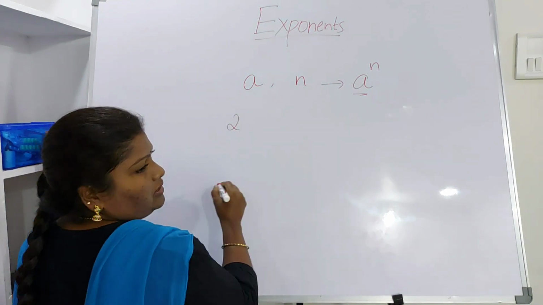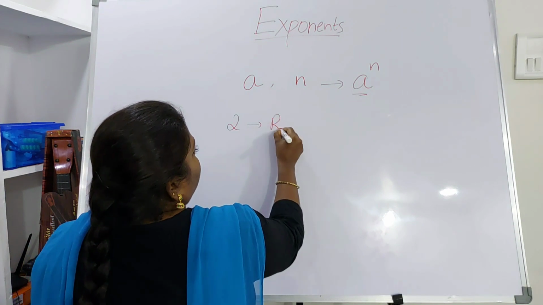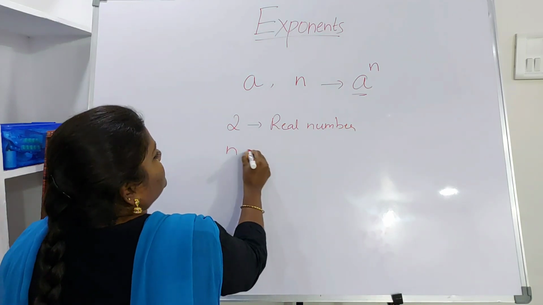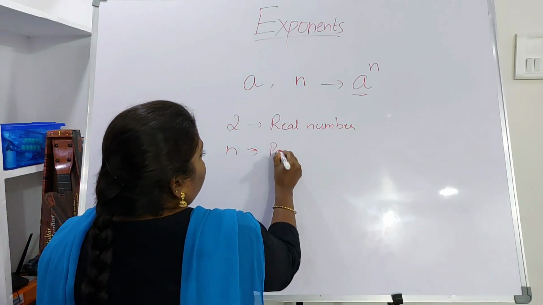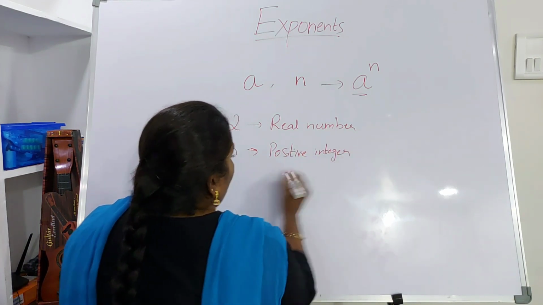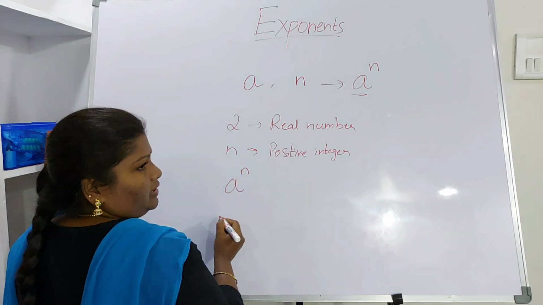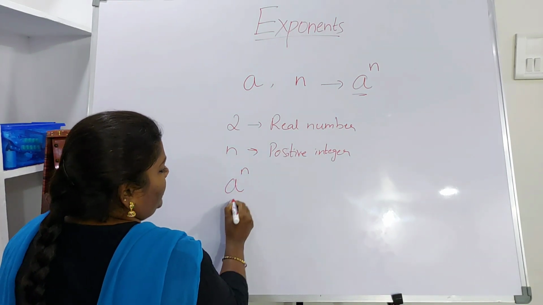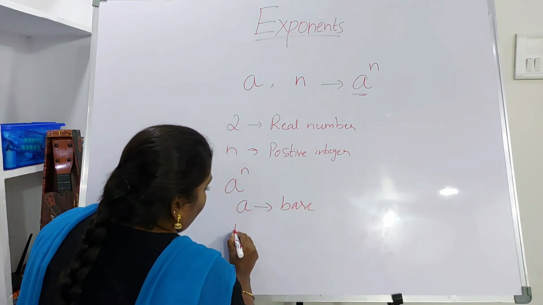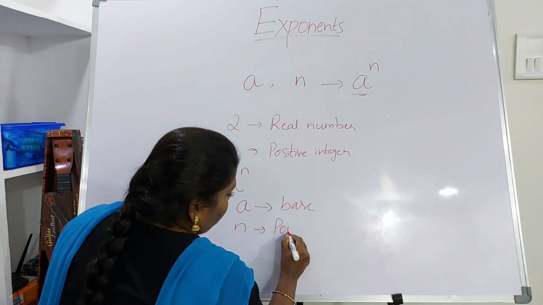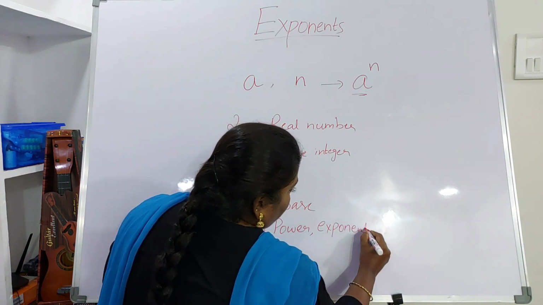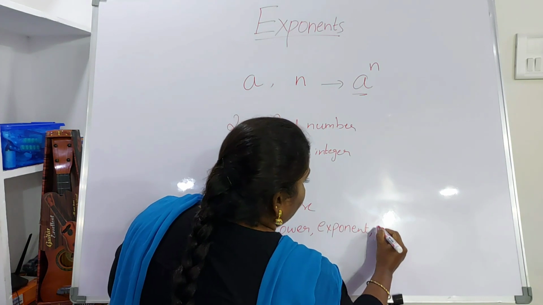If 2 is a real number and n is a positive integer, now a to the power of n is nothing but this exponential form, where a is called the base and n is called the power or exponent or indices.